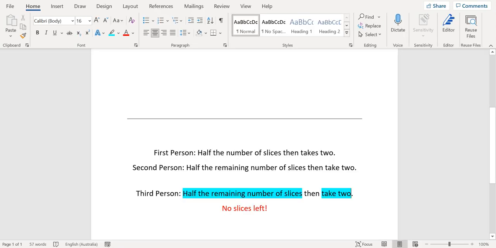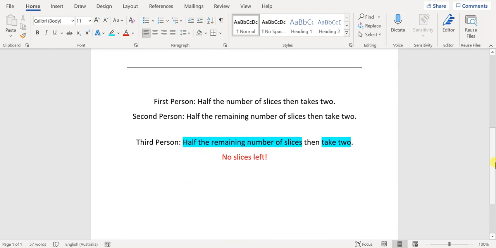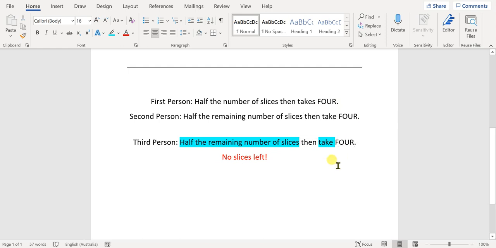How about try and solve this for the first question? Instead of being 120 centimeters at the start, make it 200, and how many times you've got to half, how many sips do you need until you can go less than 10 centimeters? So that is the question, the challenge question there. And then the challenge question for this one, how about if instead of 2, it's 4? How many slices must we have started with then? Half, then take 4, half, then take 4, half, then take 4, and there's none left.